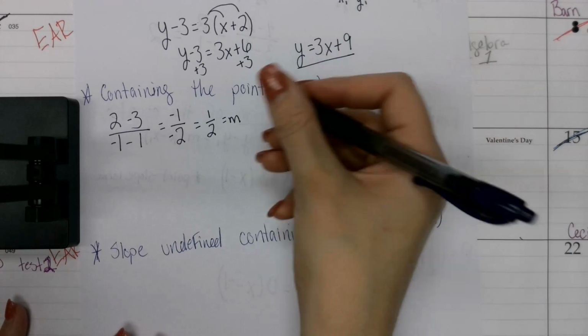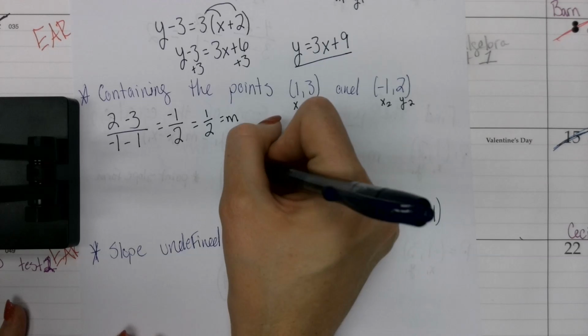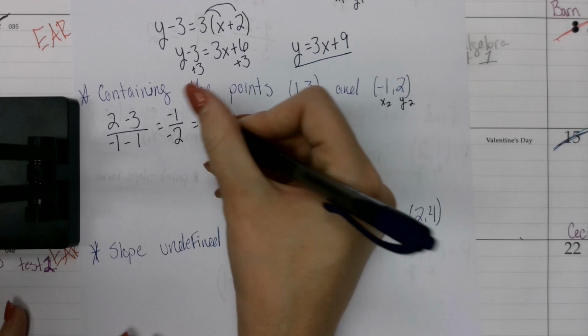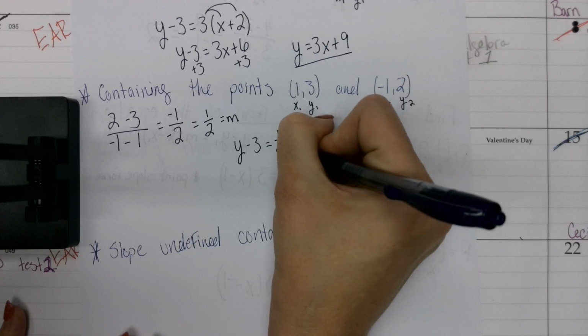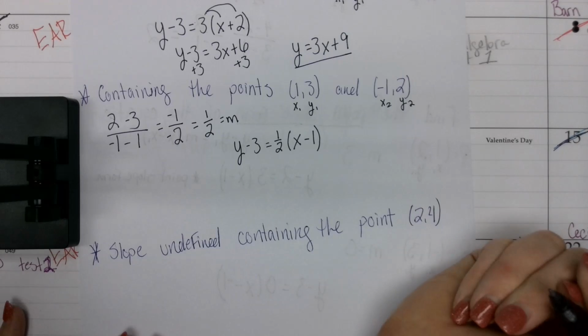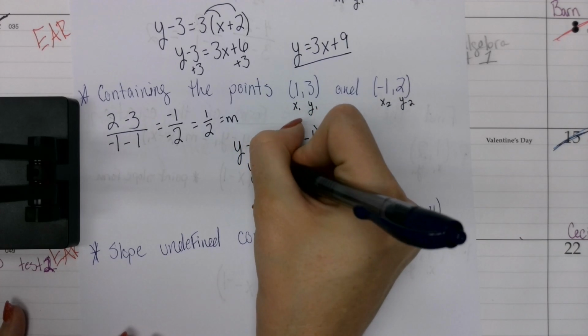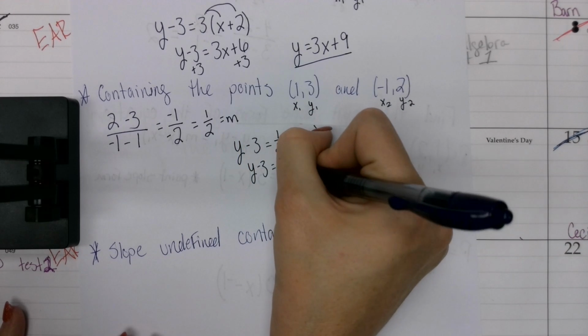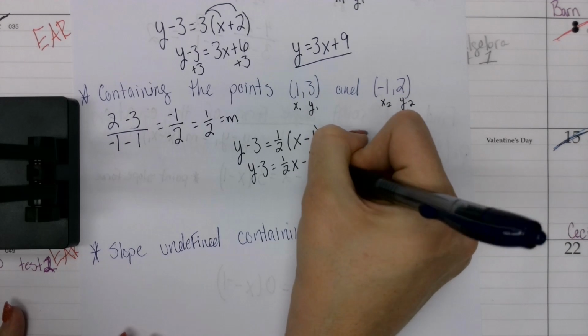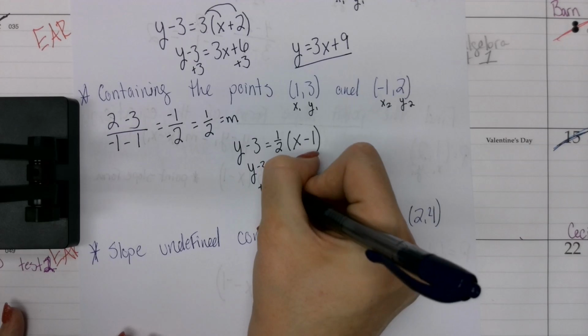So on this one, we're going to use this point right now. So I'd have y subtract 3 equals my m is 1/2 times x subtract 1. So y subtract 3 equals 1/2 x. 1/2 times 1 would be subtract 1/2. And I'm going to have to add my 3.